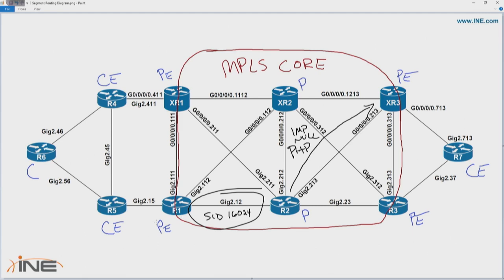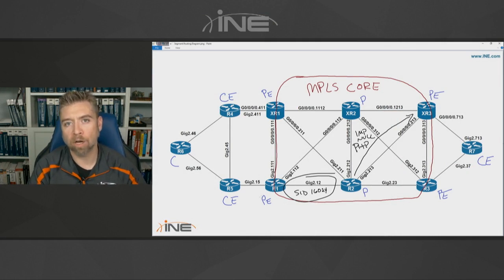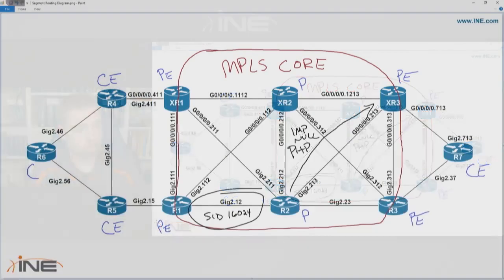This is another reason why you wouldn't advertise your transit links. You would always want to steer the traffic towards the loopback. This fixes that problem where the PHP process is happening one hop too soon in the core transport.